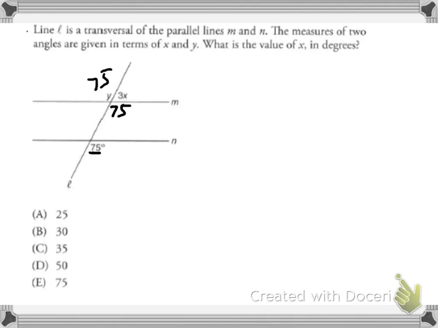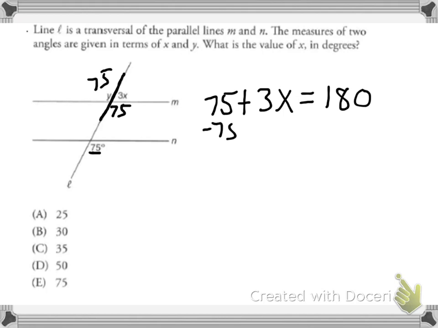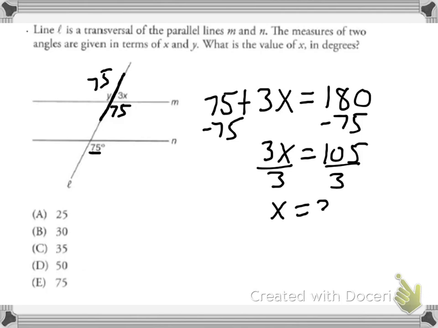Well, we want to know what is the value of x. I could have used really either of these two, but again, a straight line is 180. So 75 plus 3x has to equal 180. So we can minus 75 to both sides. And I get 3x is equal to 105. If I divide by 3 to both sides, I get that x is equal to 35. So my answer in this case is C.